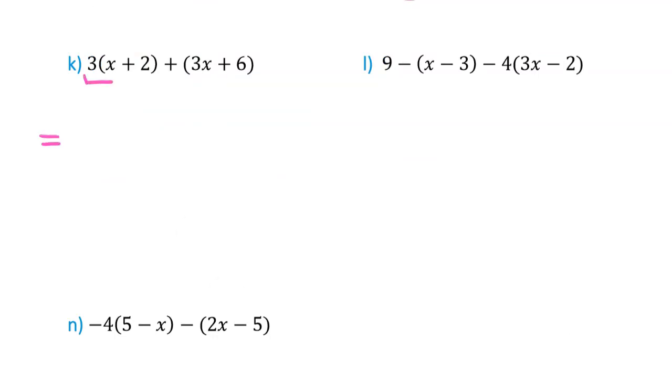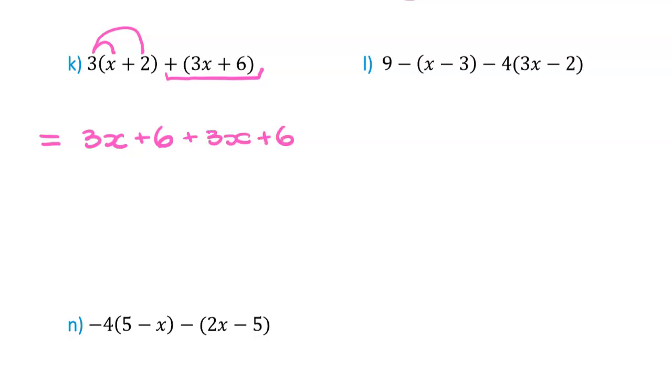We've got this bracket. We've got 3 times, in brackets, x plus 2. And then it looks like we've got a wacky bracket here. It's not really multiplied by anything. So let's go ahead and expand that first one. 3 times x gives us 3x. 3 times positive 2 is 6. Then we've just got plus 3x plus 6. There's nothing going on there, so we can just pop that in without the bracket.